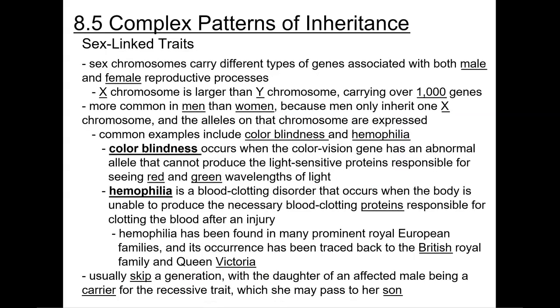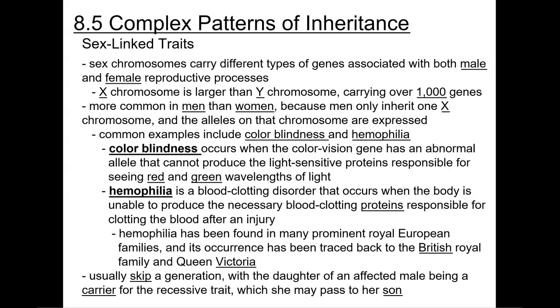So with sex-linked traits, the chromosomes carry different types of genes associated with both male and female reproductive processes. The X chromosome is going to be much larger than the Y chromosome, and it carries over 1,000 genes. These traits are more common in men than women because men only get one X chromosome, and the alleles on that chromosome are going to be expressed. So the X chromosome comes from the egg that is fertilized by a Y sperm.